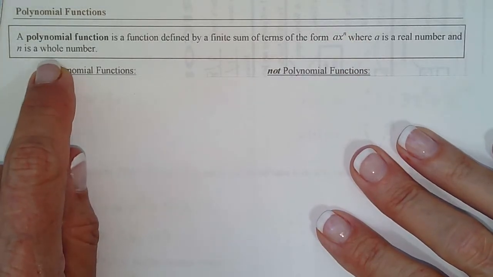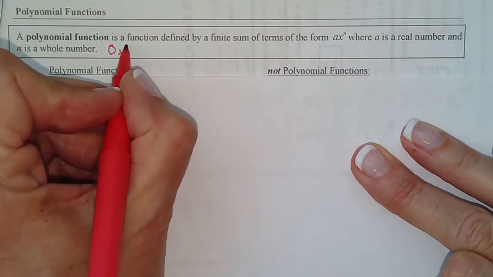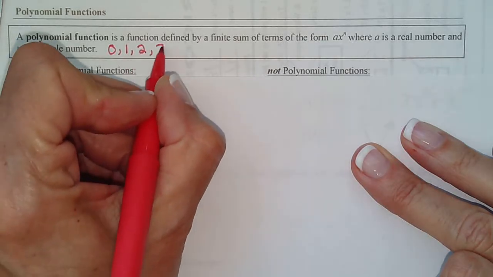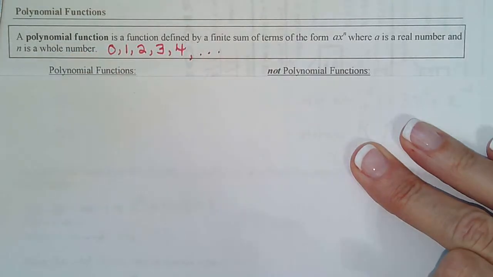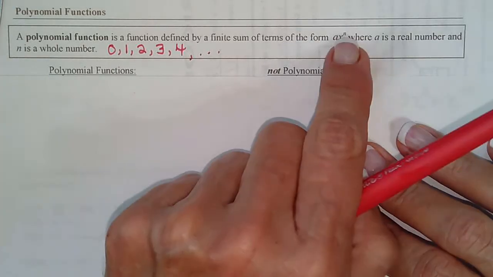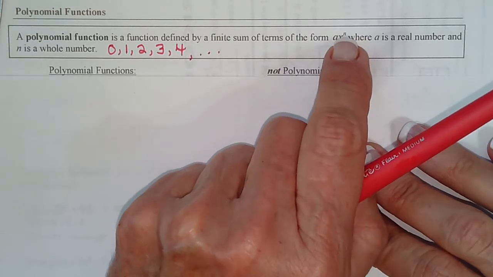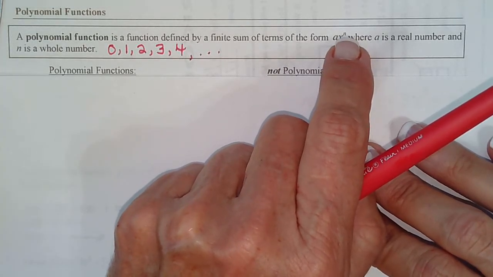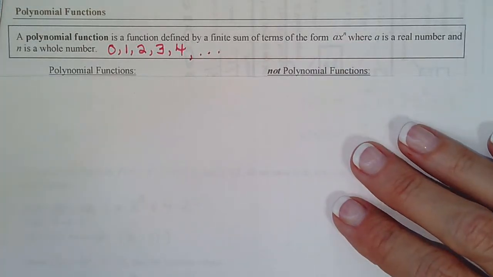Whole numbers are 0, 1, 2, 3, 4, and so on. So those are the only numbers that our exponent can be. They can't be decimals to be a polynomial. They can't be negative numbers. So it has to either be 0 or a positive whole number in order to be a polynomial. So if you see a fraction as an exponent, it's not a polynomial. If you see a decimal as an exponent, it's not a polynomial. If you see a negative number as an exponent, it's not a polynomial.